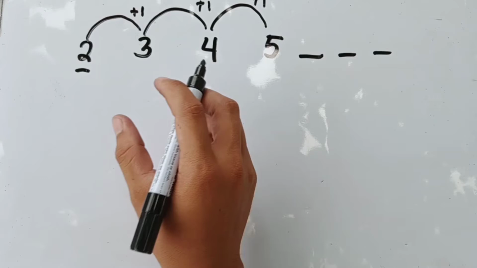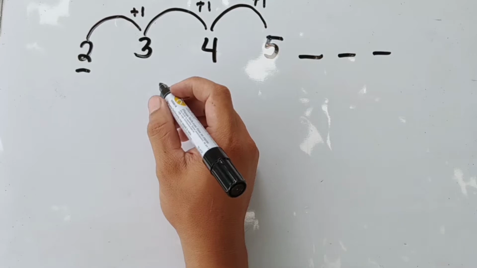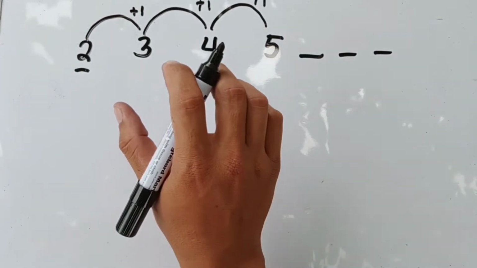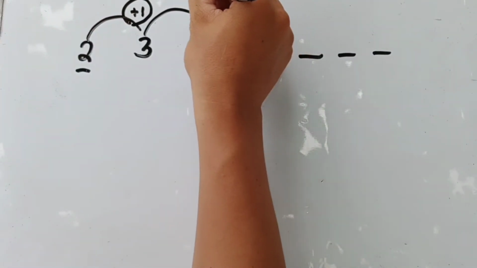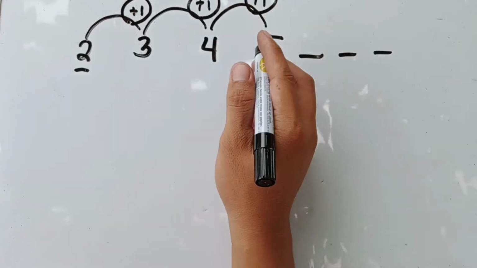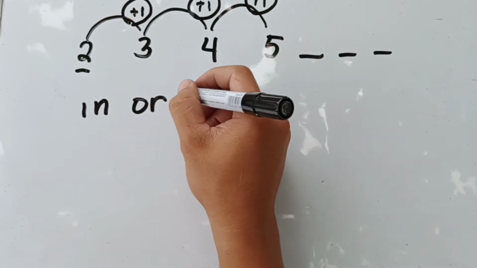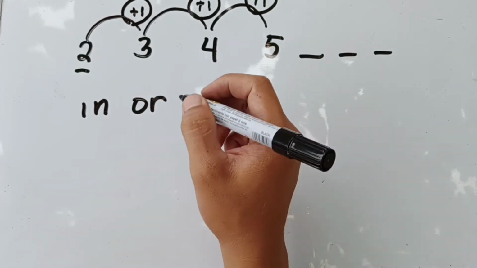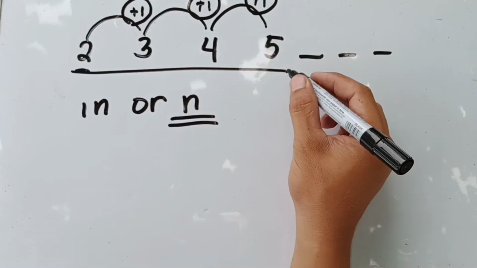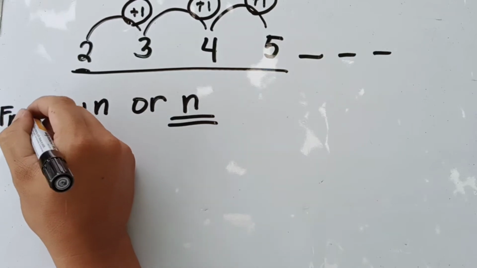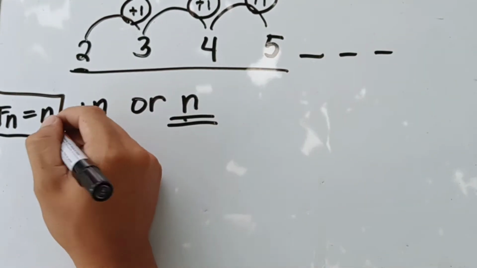However, we need to formulate a formula or rule for this sequence in order for us to find the specific term easily. Since our pattern is increasing by 1 or positive 1, we can use 1n or n. Now, let us try to check if this rule will work in this sequence. So we have f sub n equals n. So this is the formula because our rule is n.